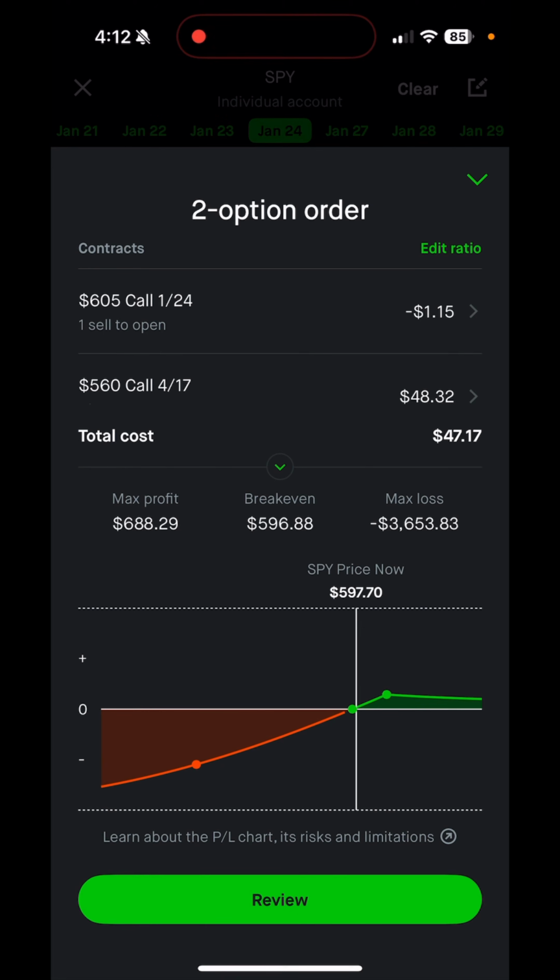Now, while diagonal spreads have their advantages, they aren't perfect. Let's break down some of the pitfalls to keep in mind. First is the break even. It's always going to be higher compared to something like a credit put spread, and that's because it's impacted by the cost of the long option.